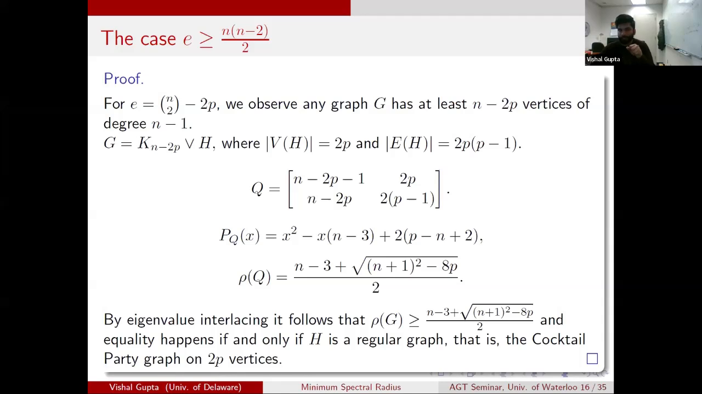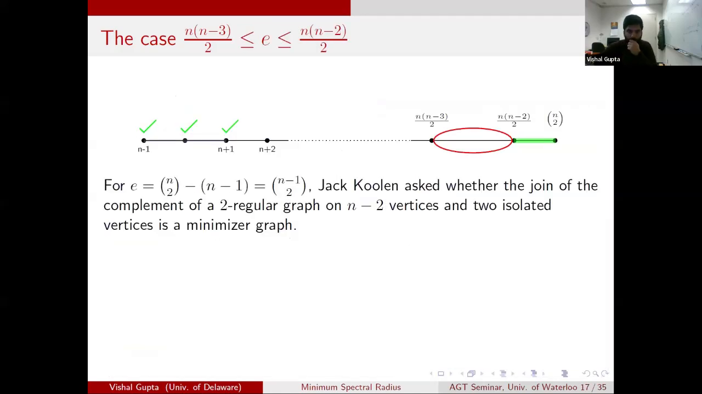We can write down the quotient matrix and compute its largest eigenvalue. And by eigenvalue interlacing, we get that the spectral radius of G is bounded above by this largest eigenvalue of the quotient matrix, where equality happens if and only if this H is a regular graph. And given the number of vertices and edges, this H is a cocktail party graph on 2p vertices. Okay, so this range is done.